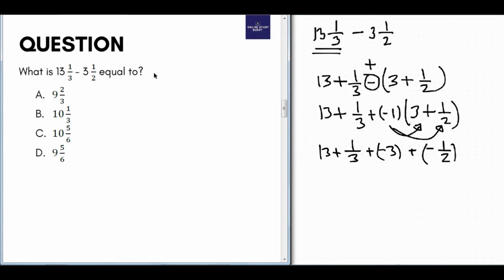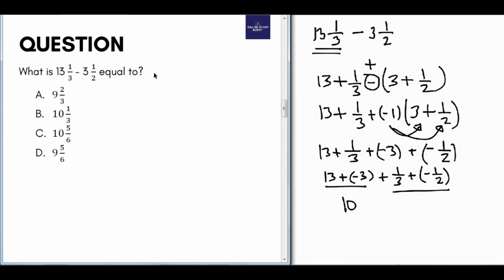Now, using yung commutative property ng addition, pwede nating i-rearrange yung order ng operands natin. So, we will have 13, pwede nating ilipat yung negative 3, plus negative 3 plus 1 over 3 plus negative 1/2. So, 13 plus negative 3 equals 10. And then, 1/3 plus negative 1/2.